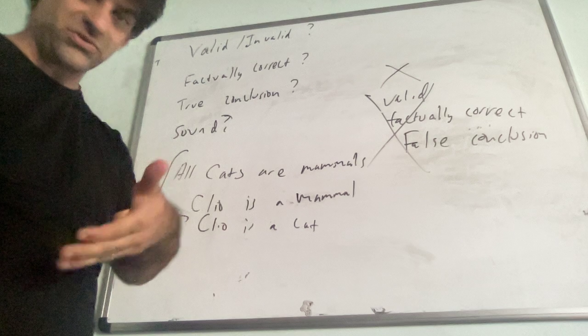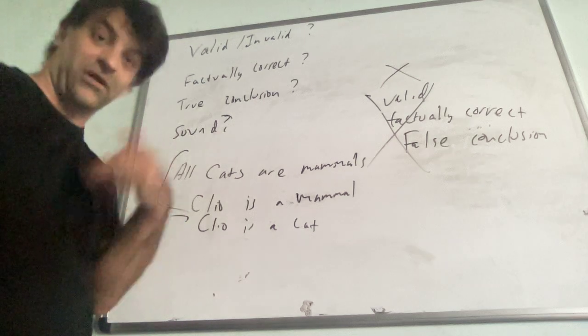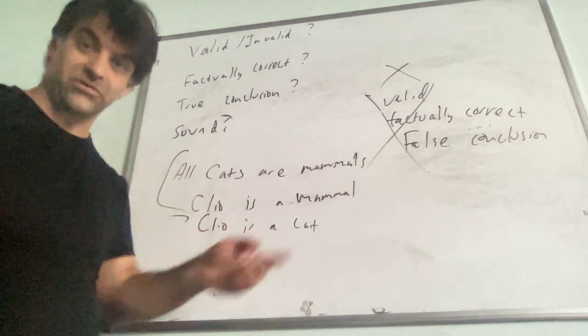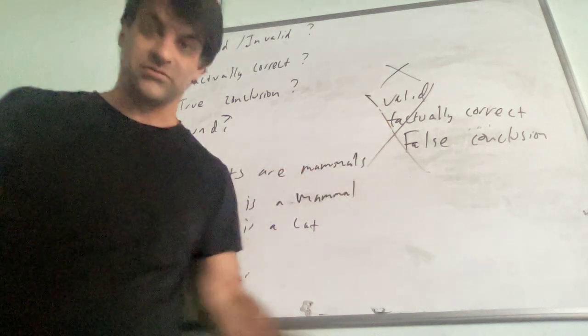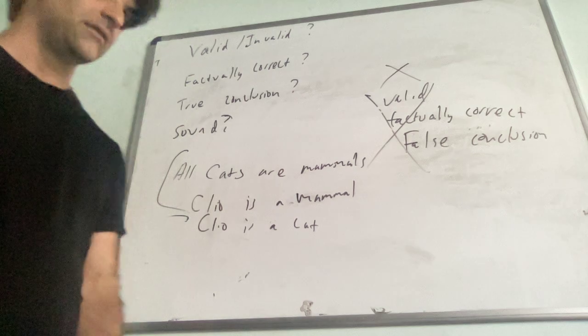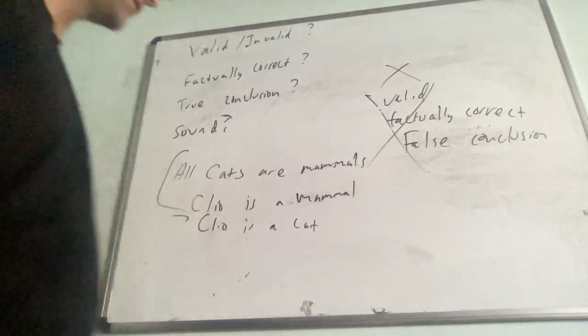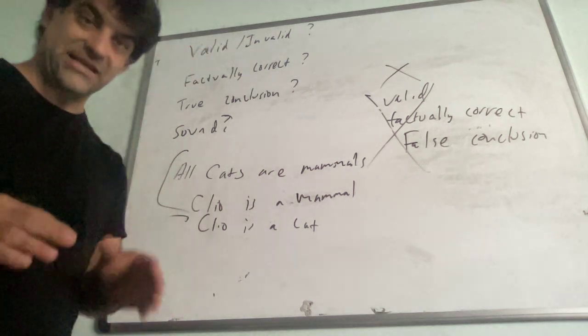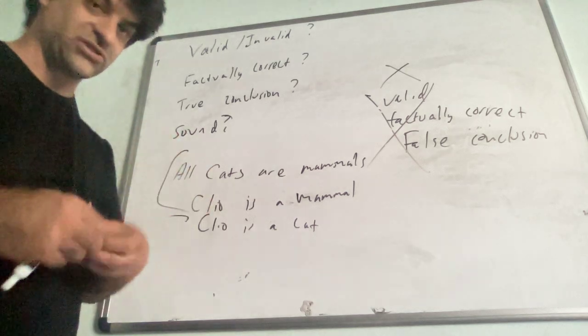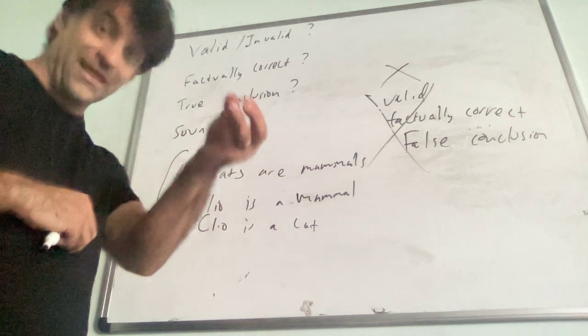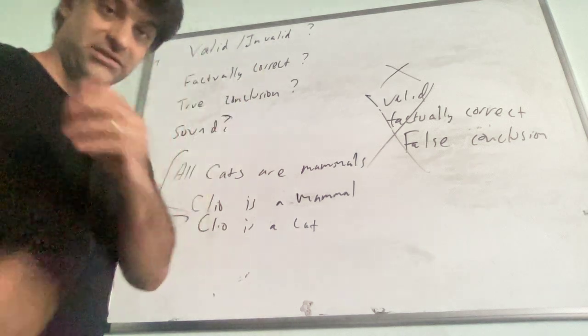All valid arguments with true premises also have a true conclusion. There are other arguments with true premises and a true conclusion, but when it's valid and factually correct, it's guaranteed to have a true conclusion. You cannot have otherwise. We'll talk through this with the examples and keep thinking through this again. Valid arguments guarantee the conclusion. So when you have a valid argument and it's factually correct, you're guaranteed the true conclusion.